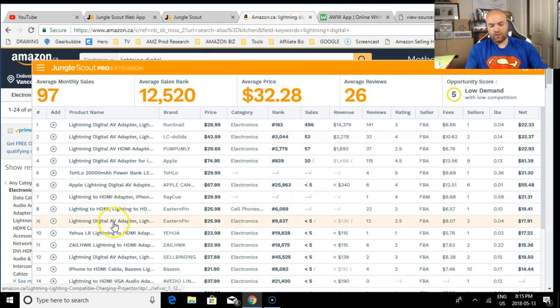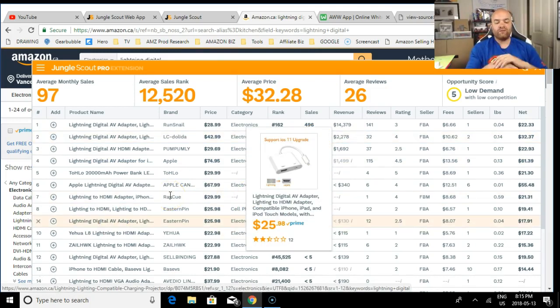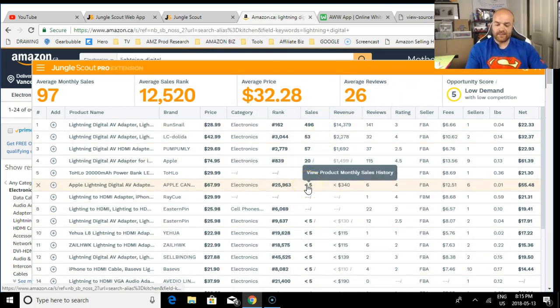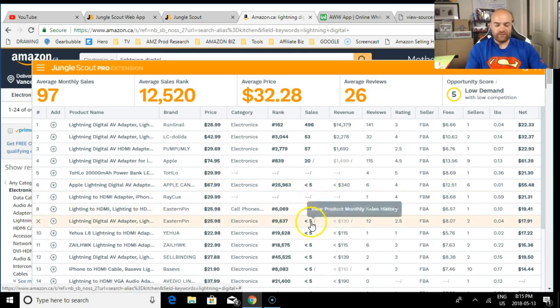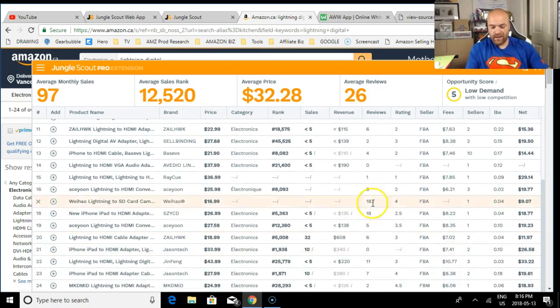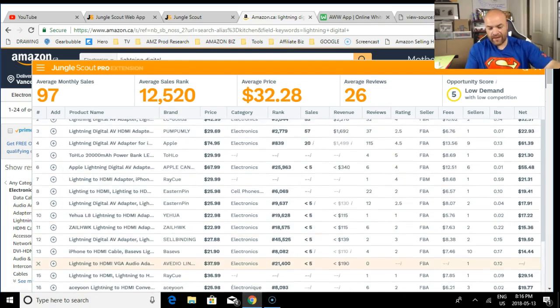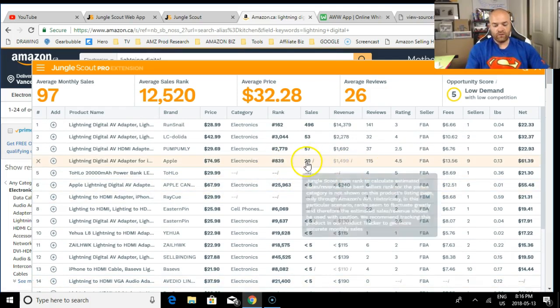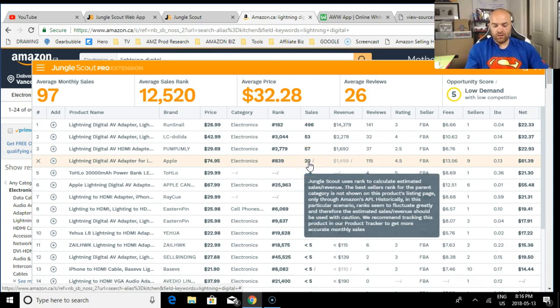But now you're telling me that Lightning Digital AV adapters aren't super popular? Well, fair enough. Here's the problem. We're not seeing any depth of demand on any products, even some of the most popular products. All we're seeing is less than 5, less than 5, less than 5 across the board. So all these sellers with mass reviews, some of them don't have mass reviews, but some do, have less than 5 sales. Even this guy, 150 reviews, only has 20 sales.